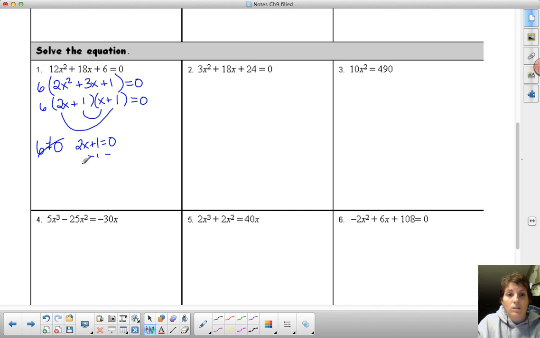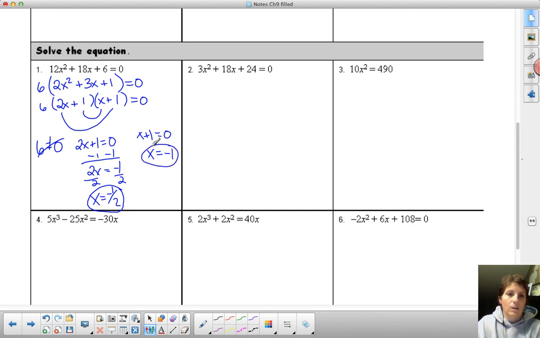Subtract 1. Divide by 2. So x equal to negative 1/2 is our first legitimate answer. And then we need to finish up x plus 1 equal to 0. All right, give problem number 2 a try.